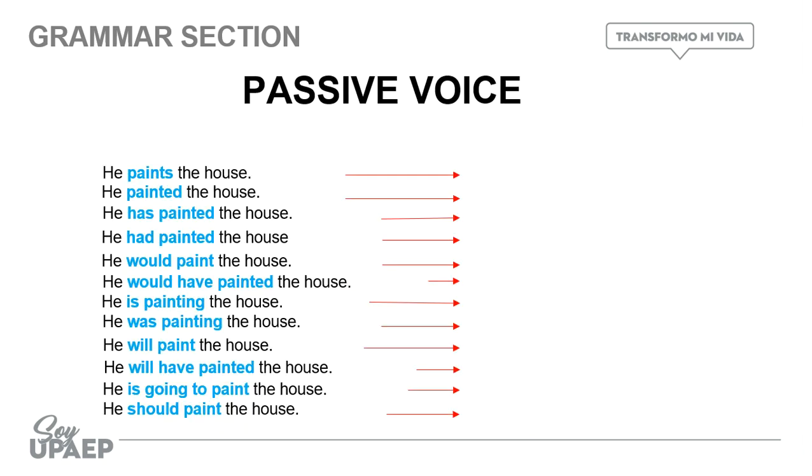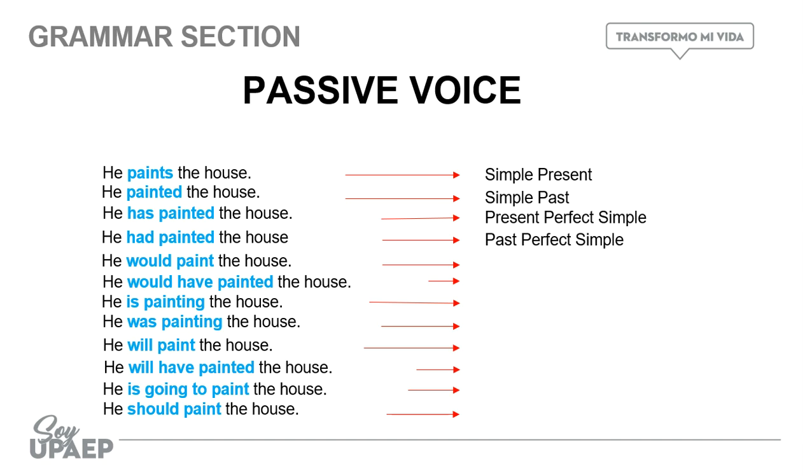So, before you start trying to convert sentences from active to passive, it would be important that you revised the tenses in English. Why? Because having knowledge of these tenses is very important for this topic. For example, we have several tenses. He paints the house. We know that that is simple present. He painted the house is simple past. He has painted the house, present perfect simple. He had painted the house, past perfect simple.